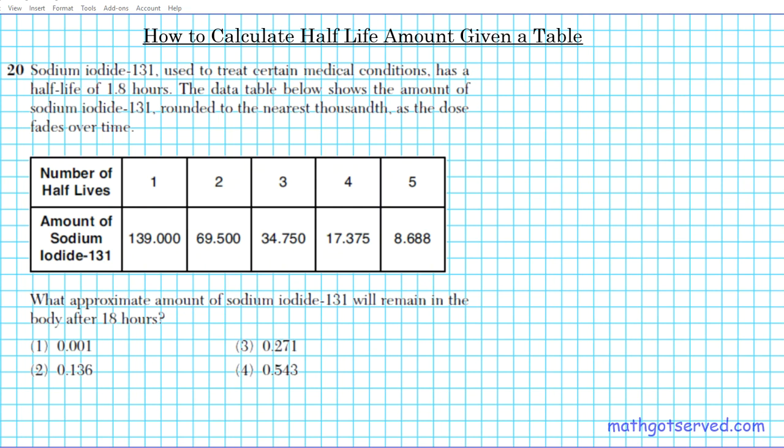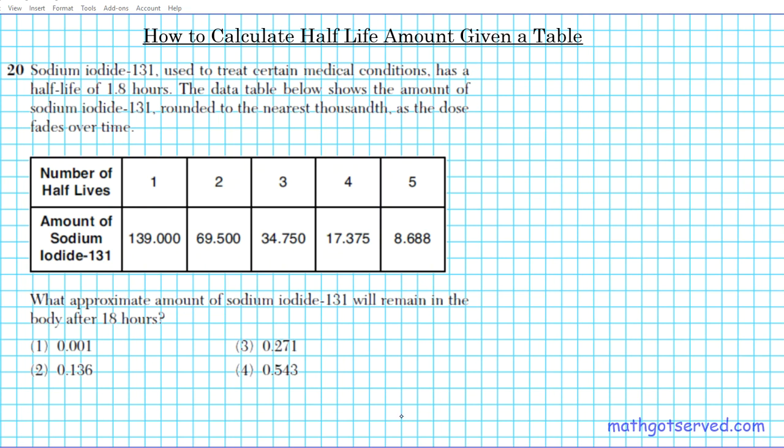Alright, for question number 20, we're going to be taking a look at how to calculate the half-life amount given a table. Question 20 reads: sodium iodide 131, used to treat certain medical conditions, has a half-life of 1.8 hours. The table below shows the amount of sodium iodide 131, rounded to the nearest thousandths, as the dose fades over time. So we're looking at radioactive decay here. Question: what approximate amount of sodium iodide 131 will remain in the body after 18 hours?